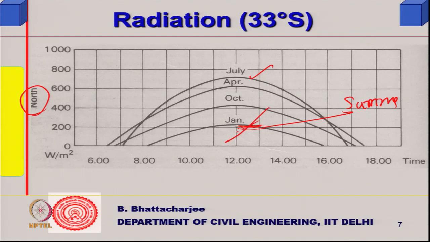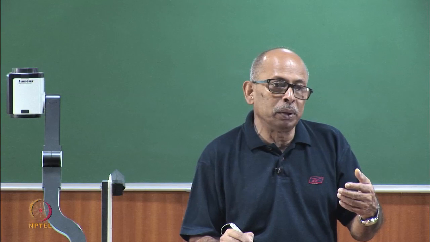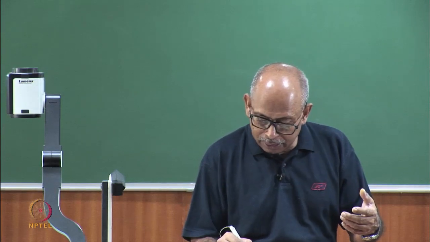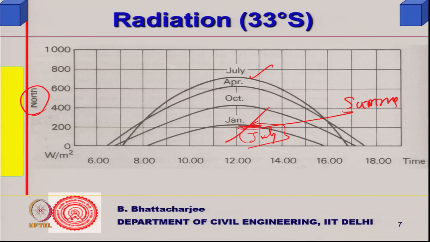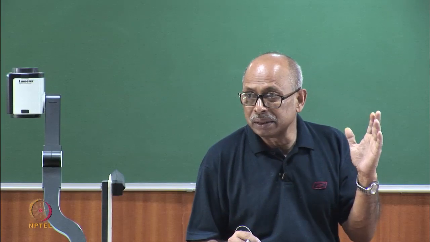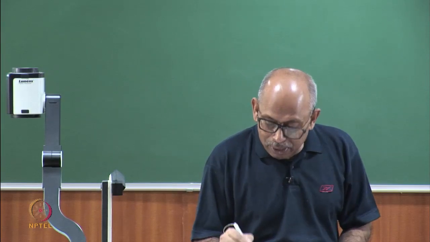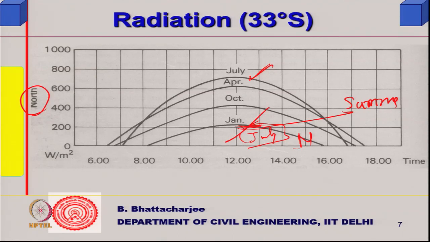If I put it equivalent to January, it would be somewhere around June or July on our side, the July scenario in the northern hemisphere. So the south surface would receive much less radiation during summer months, and in winter months it will receive maximum radiation. The duration also, obviously the day becomes smaller.